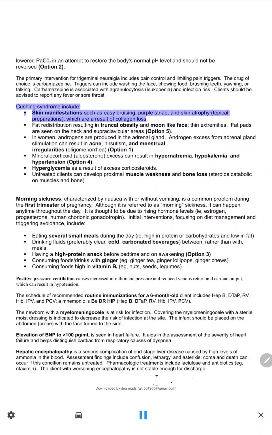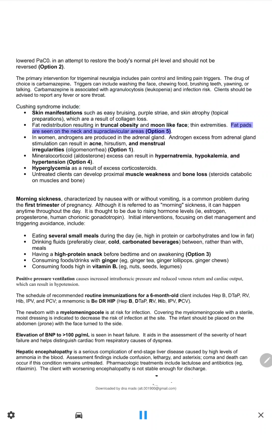Cushing's syndrome includes skin manifestations such as easy bruising, purple striae, and skin atrophy, which are a result of collagen loss. Fat redistribution results in truncal obesity, a moon-like face, and thin extremities. Fat pads are seen on the neck and supraclavicular areas.